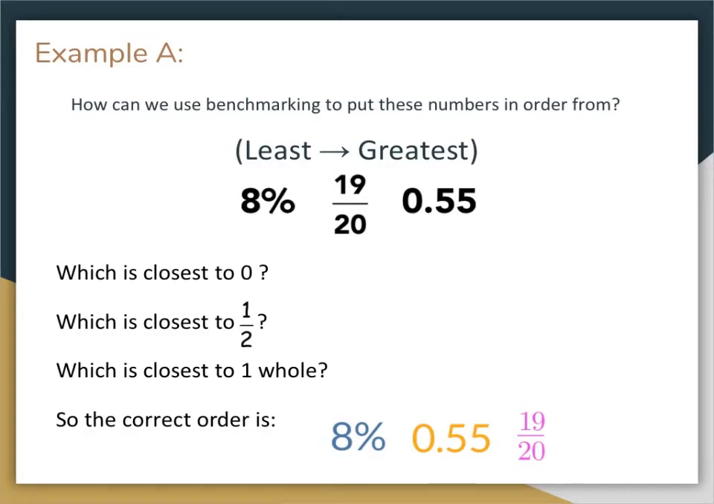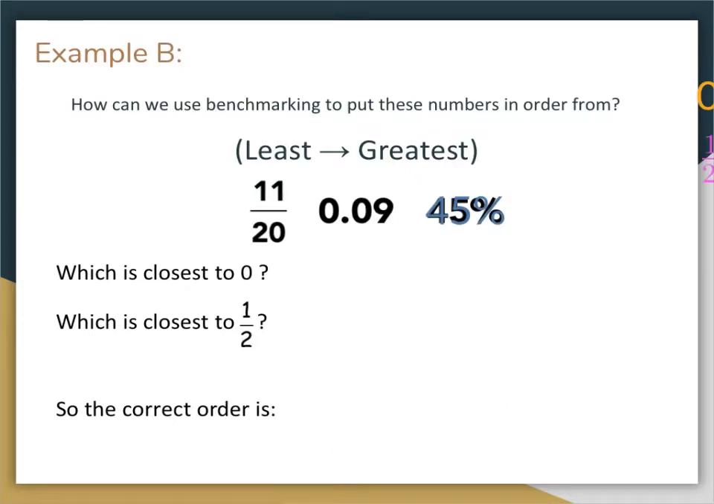Let's see if it works in other situations. Let's look at example B. Here in example B, I've got 3 more numbers that it wants me to use benchmarking on to put in order from least to greatest, and I've only got 2 questions to use this time. Let's see if those are helpful.